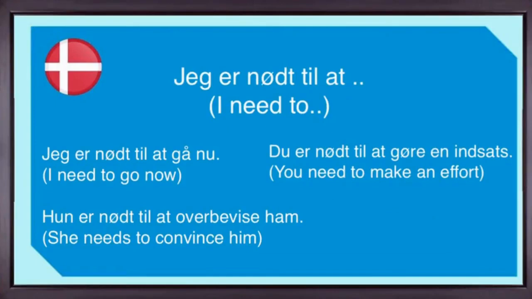Jeg er nødt til, I need to do something. Jeg er nødt til at gå nu. I need to go now. Okay. Hun er nødt til at overbevise ham. She needs to convince him, or persuade in some cases. Du er nødt til at gøre en indsats. You need to make an effort. So this is like need to do something.